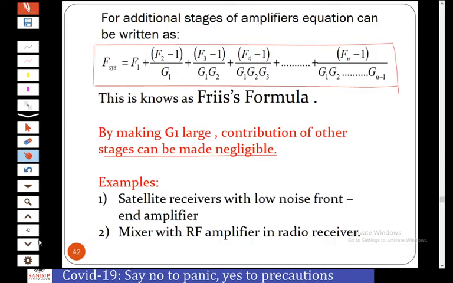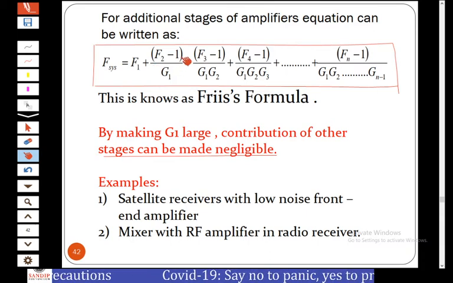Now when multiple amplifiers are connected in cascade, the formula for the overall system changes like this: F system equals F1 plus, in bracket, F2 minus 1 upon G1, plus F3 minus 1 upon G1 into G2, plus so on, and this is commonly referred to as the Friis formula.